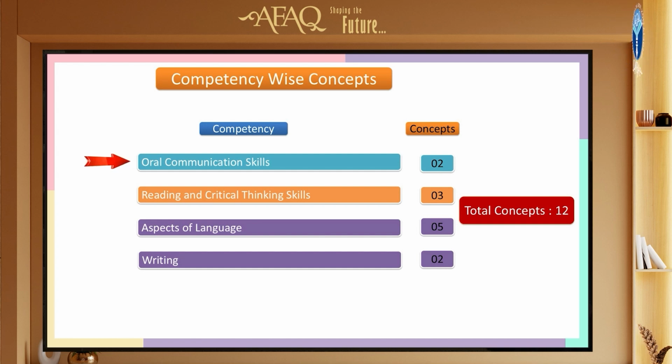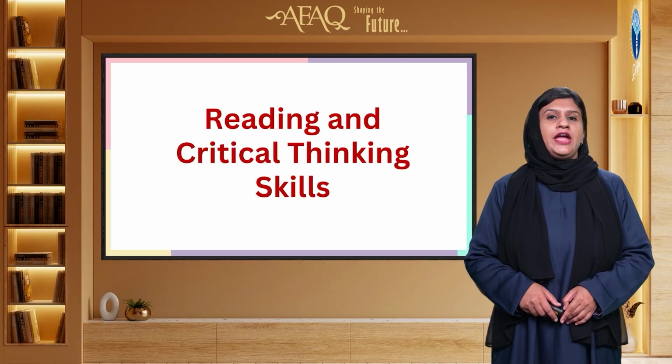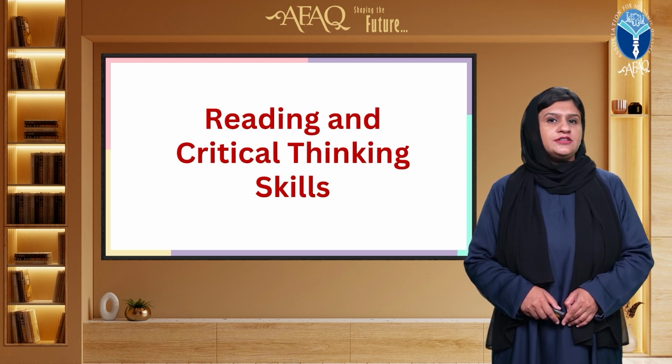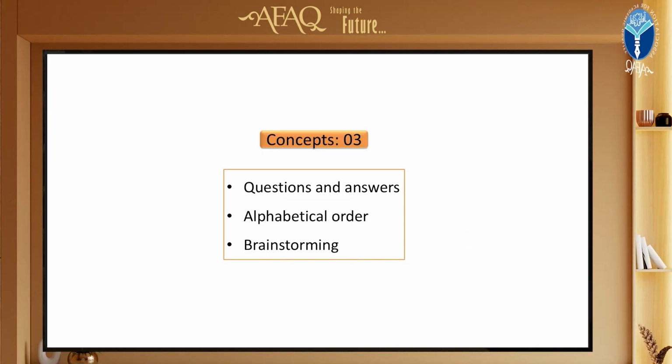With oral communication skills, we are going to do 2 concepts. With reading and critical thinking skills, 3 concepts. Aspects of language, 5 concepts. And writing, 2 concepts. Here we have reading and critical thinking skills, and in this competency, we are going to look at some questions and answers, alphabetical order, and brainstorming.